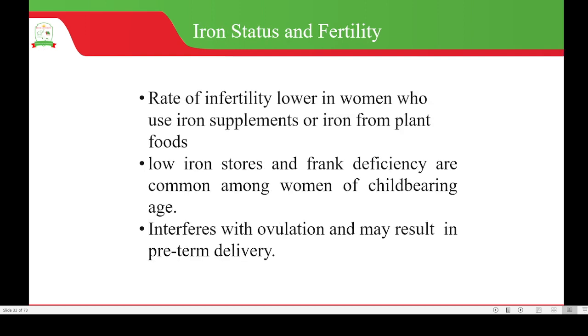Iron status. The rate of infertility is lower in women who use iron supplements or iron from plant foods. Low iron stores and frank deficiency are common among women of childbearing age, and this interferes with ovulation and may result in preterm delivery. So it's important to consume foods that are rich in iron in order to increase the fertility rate.